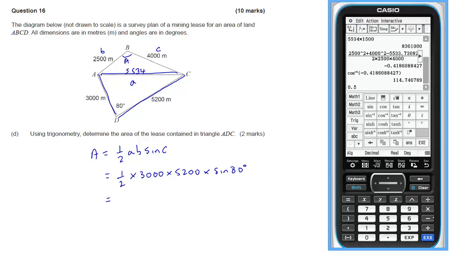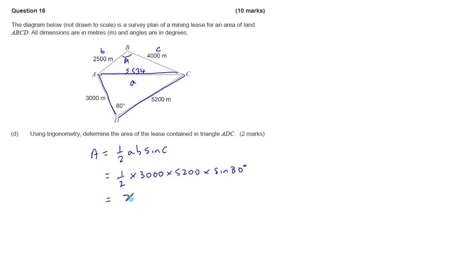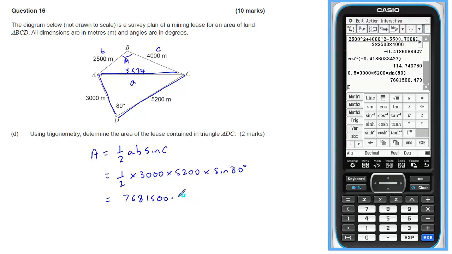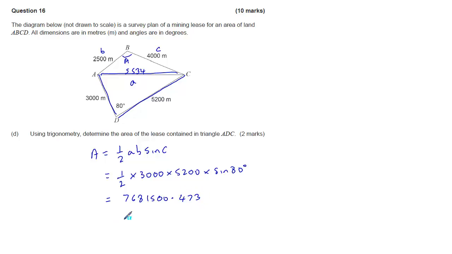So that's a half, or 0.5 times 3,000 times 5,200 times the sine of 80, and that gives us 7,681,500.473. So we'll just say that that's approximately 7,681,500 square meters.